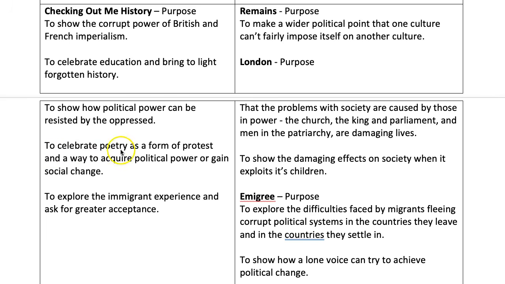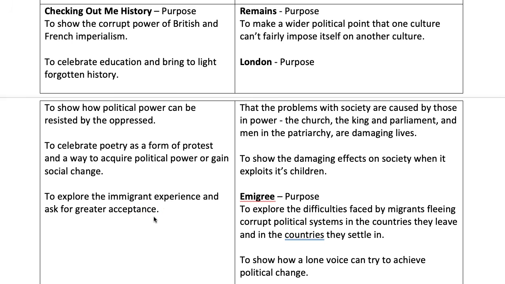To celebrate poetry as a form of protest and a way to acquire political power or gain social change, because it's also written for the white audience, if you like, in Britain, to get us to change our views about the immigrant population that we have welcomed into our country, but not fully welcomed through our education system. And then finally to explore the immigrant experience and ask for greater acceptance.